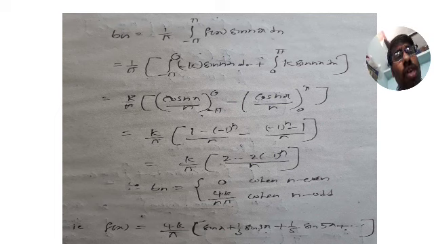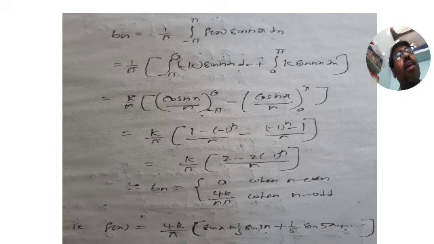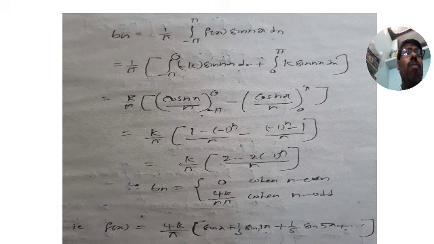a naught value 0 we got, an value 0, bn value also for n even it is 0, only for n odd it is 4k by n pi. Substitute a naught, an and bn values in the Fourier series to get the Fourier series f of x equal to 4k by pi times sin x plus 1 by 3 sin 3x plus 1 by 5 sin 5x plus 1 by 7 sin 7x and so on. This is the Fourier series we got for the discontinuous function. This is the second problem we did.